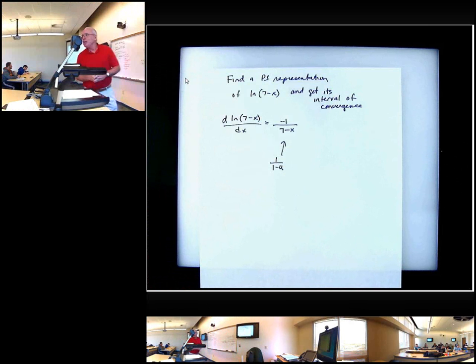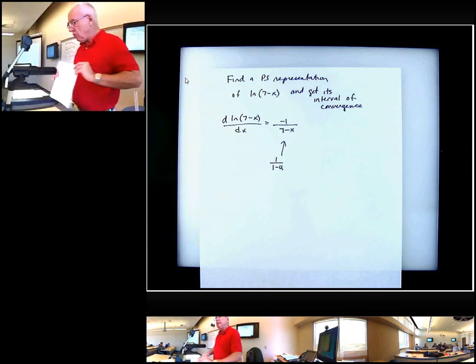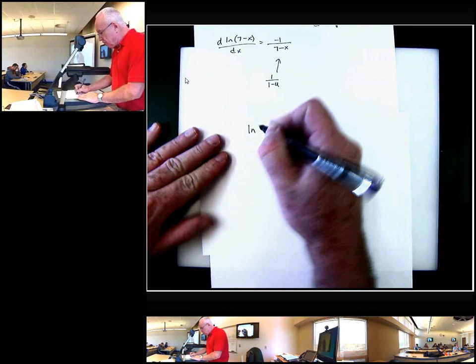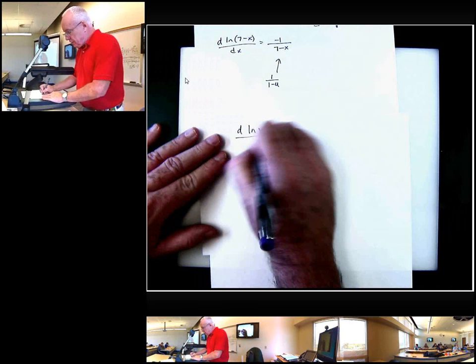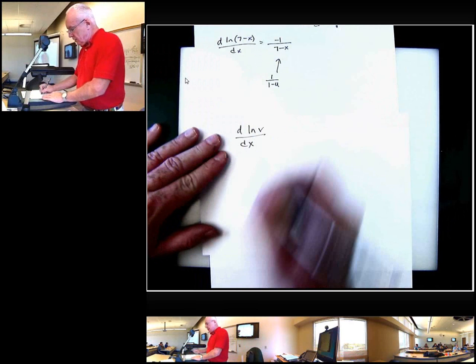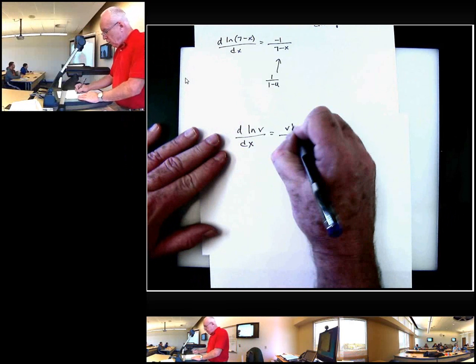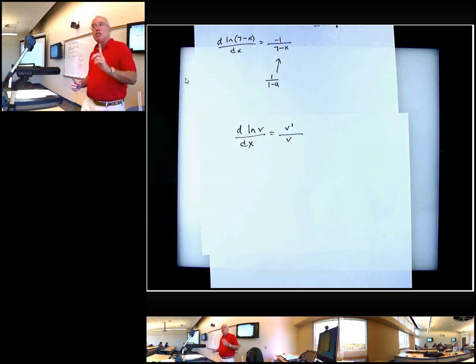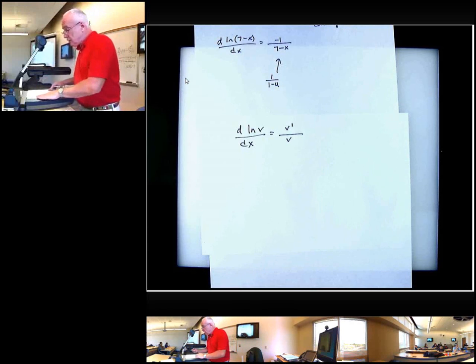We're using the chain rule here, all right? Derivative of the natural log. If we have the natural log of just some expression v, and we want its derivative with respect to x, it's equal to the derivative of v over v itself. This is using the chain rule, right? So that's what we've got here.